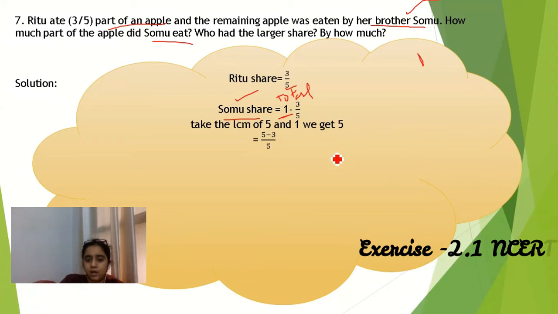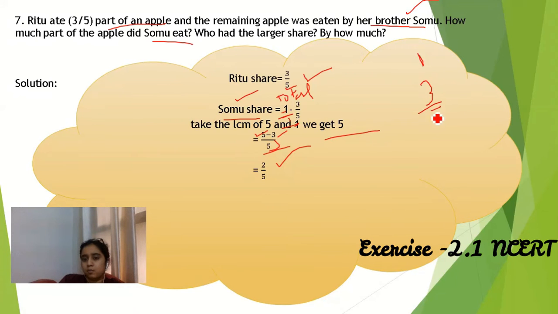We have to take the LCM of 5 and 1, because we can write 1 as 1/1. So we take the LCM of 5 and 1, and we get the answer 5. I put the 5 here, and I divide this 5 by this 1 and get 5, and this 5 should be multiplied by the numerator 1. Then 5 divided by 5 equals 1, and 1 multiplied by 3 is 3. So I will subtract 5 and 3, and I get the answer 2/5. So Somu's share is 2/5 and Ritu's share is 3/5. If you add Ritu's share and Somu's share, you will get the answer 1, that is the total apple.